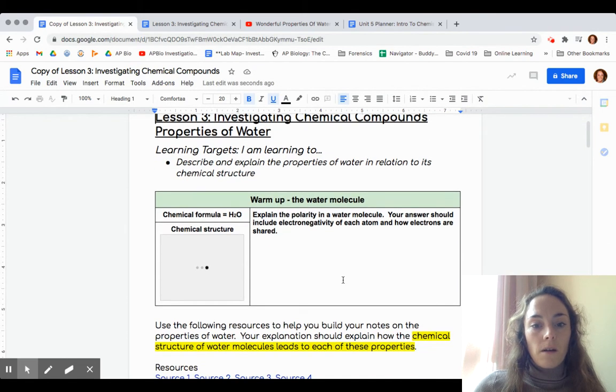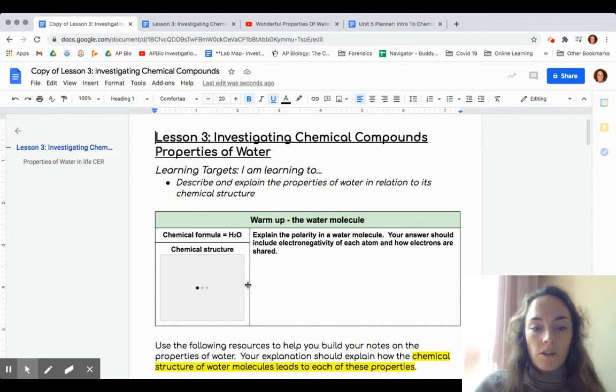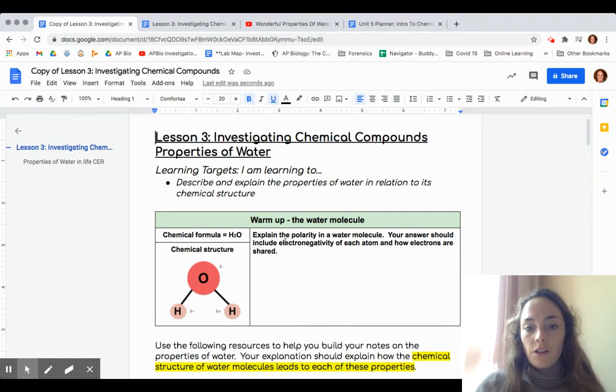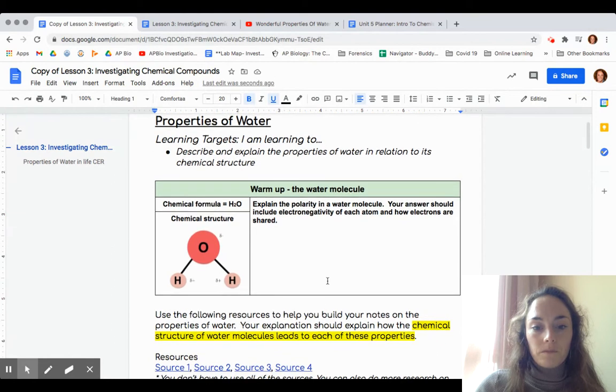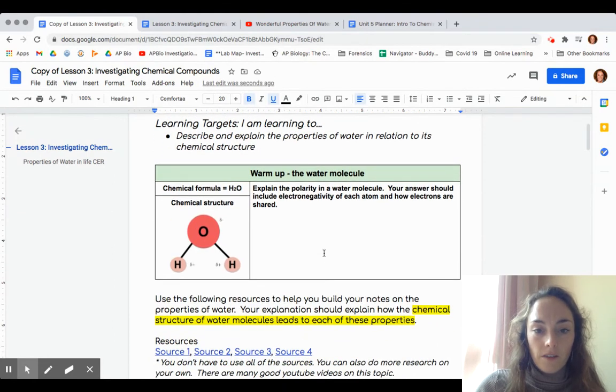For a warm-up, I'd like you to just try without using your notes. Explain, based on what we talked about the last couple of days, what do you think polarity means in regards to this water molecule? Try to include the electronegativity of each atom and how electrons are shared. Try to talk about why we have this partial negative charge here and partial positive charge there. What do they mean, and how are these electrons shared between these two atoms? After this, you can pause the video and fill out the warm-up.